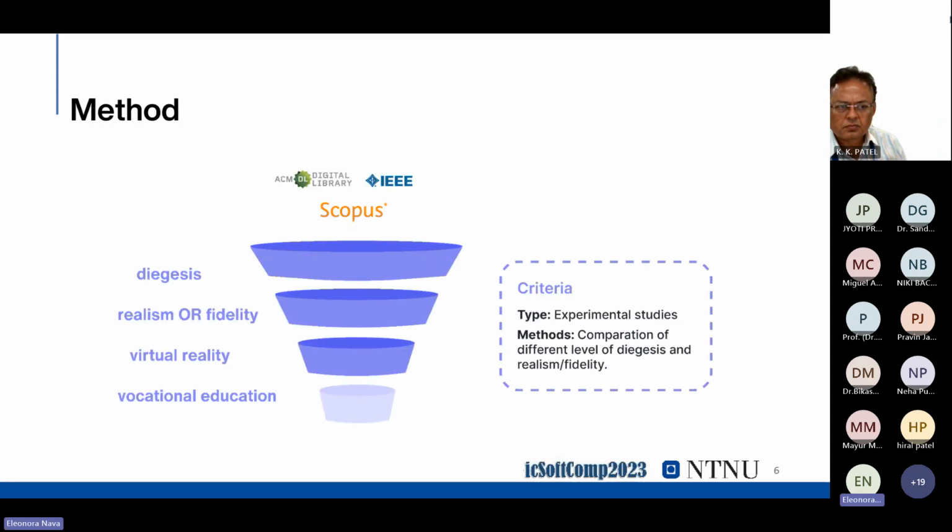The review consisted of a literature research of empirical or experimental studies from the last 10 years, with diegesis and realism as the main concept in the context of virtual reality and vocational education. The topics on which the review focused were related to interaction and display fidelity or realism, human factors, visual diegesis, human-computer interaction, and usability.